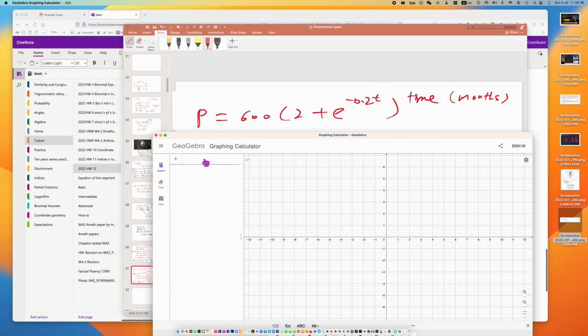We have a very good tool, GeoGebra, right? So just get it in. Y equals 600 times, then 2 plus e to the power of negative 0.2x, infinity X, right? Into x. How do I get times? It's not this, times is this. Nothing shows up, why is there nothing?